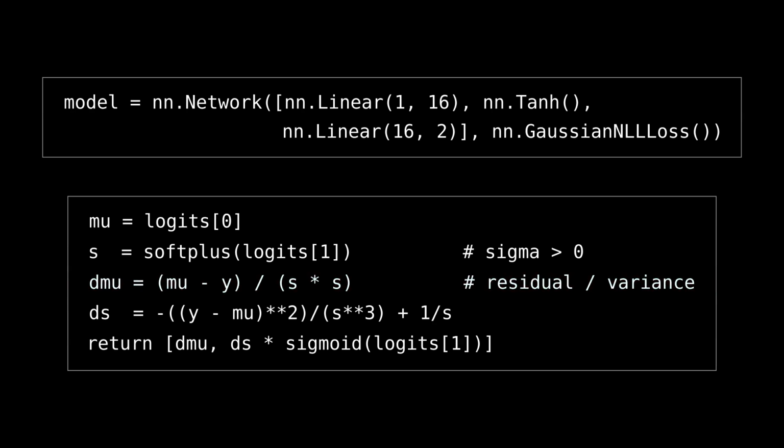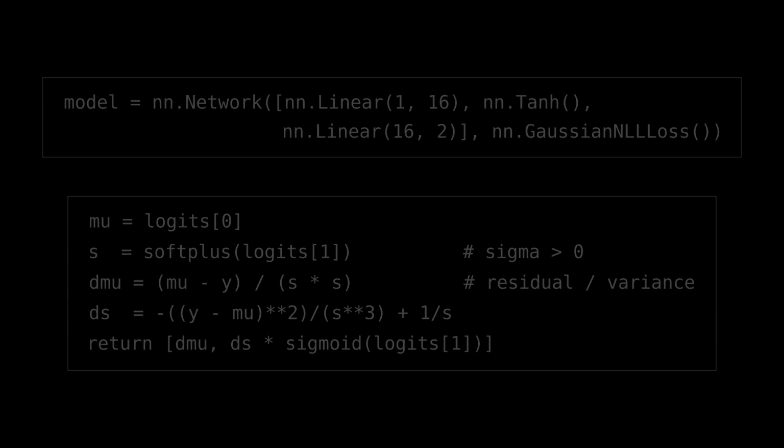But nobody handed it labels for the uncertainty. The data only says what happened, not how sure to be about it. How does it learn that with no answer key? The likelihood is the answer key.